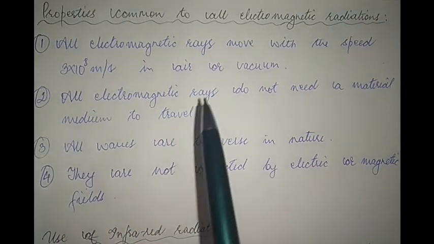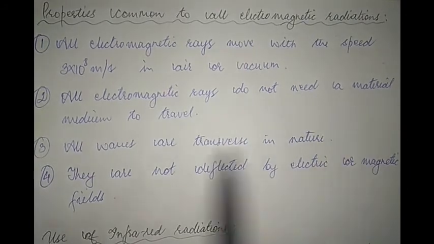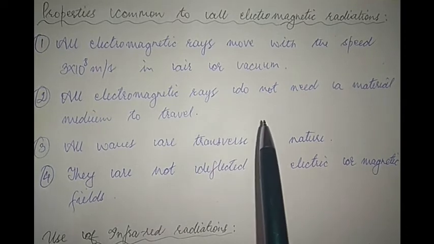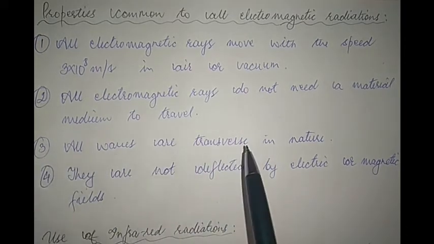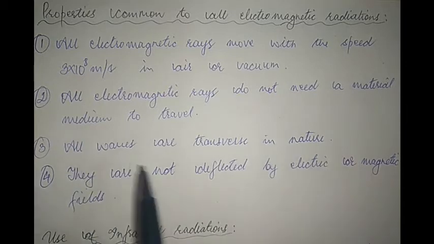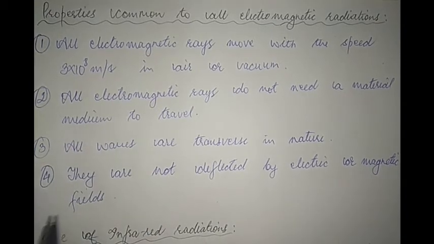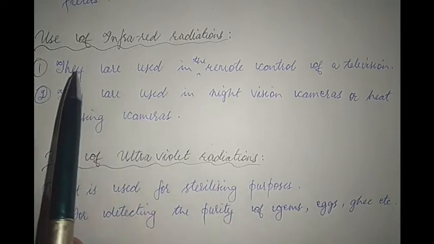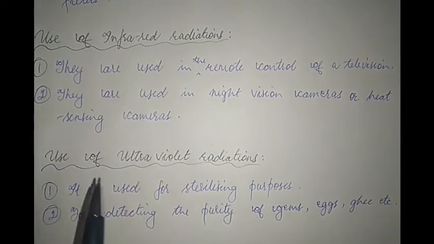Also, all electromagnetic radiations do not need a material medium to travel, unlike sound waves. Number 3, all electromagnetic radiations are transverse in nature, whereas we'll see that sound waves are longitudinal in nature. Also remember, all electromagnetic radiations are not deflected by electric or magnetic fields.